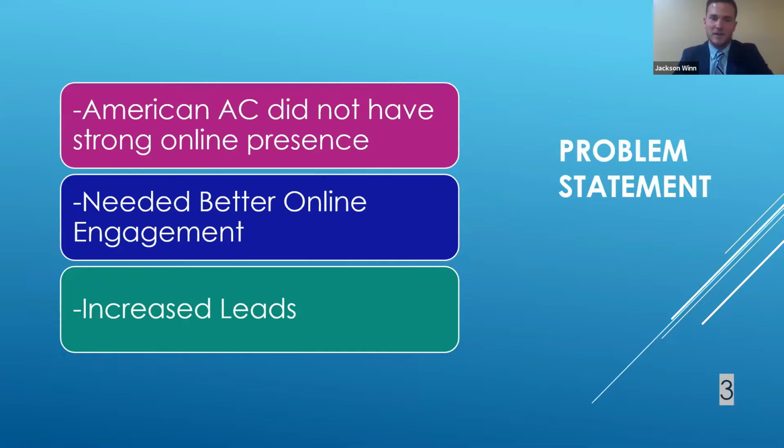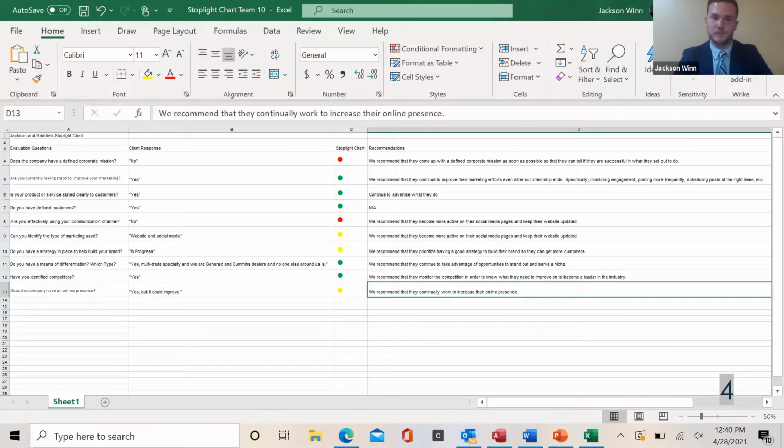Yeah, so as far as what we did for the company, we realized that American AC did not have a strong online presence at all. When we used a web grading service, it showed that their online presence had a 15 out of 100. So we knew that there needed to be a greater sense of online engagement and increased leads. And so those are the things that we focused on in this internship.